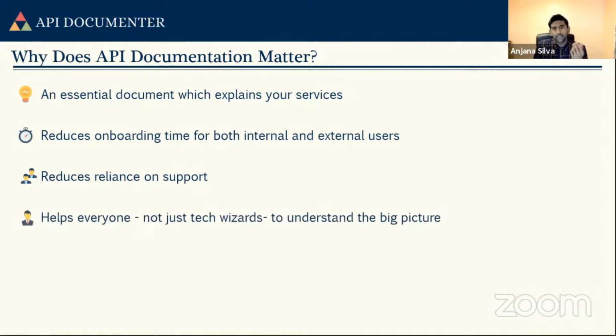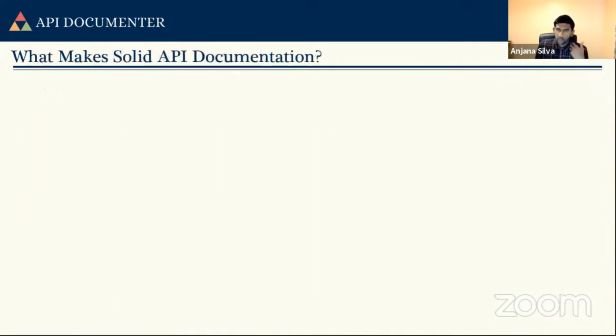And the API documentation not just helps your techies or developers with a technical background, it should help everyone as well, whether they have the same level of background or not, to get the big picture. And if you have a good document, it improves the user satisfaction because it's clear and can get the job done without a hassle. And so what makes a solid API document?